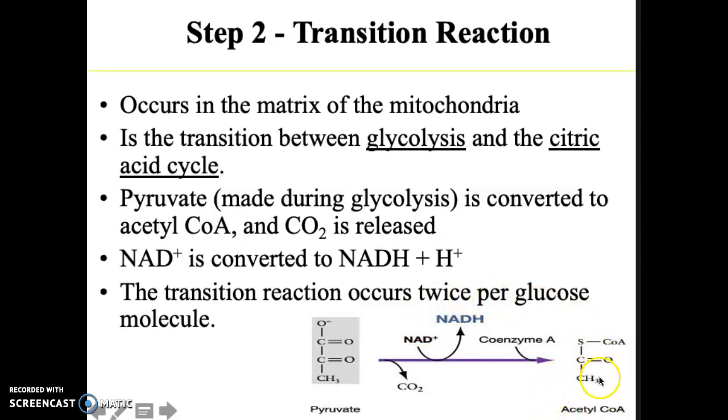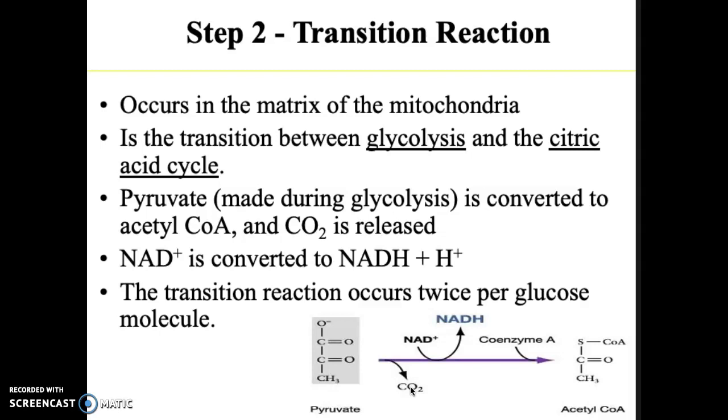In this process, we're going to make some NADH and then we're going to make this molecule. It's called acetyl coenzyme A. And in this process, we're going to give off some carbon dioxide. And that carbon dioxide is actually going to leave the cell, go into your bloodstream, go into your lungs, and then you're going to exhale it. It's the waste product for cell respiration.